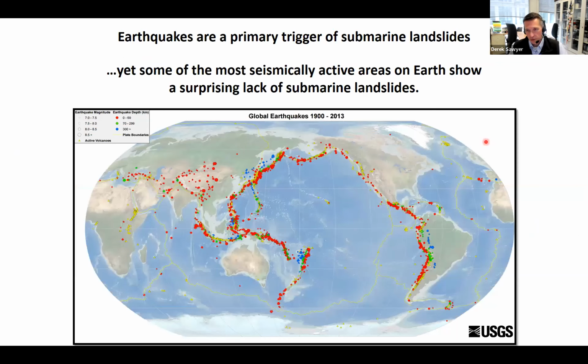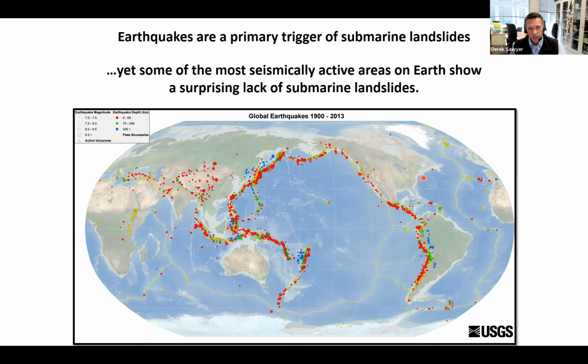So here's just a map now of global seismicity over the Earth, and we know, of course, that it tends to be focused in the Ring of Fire in the Pacific Ocean, where we have active subduction going on, in contrast to more passive margins in the Atlantic and other locations. So right away, just with a first order hypothesis, we would expect to see more submarine landslides where we have more seismicity, if earthquakes are such an important triggering mechanism, which they are.